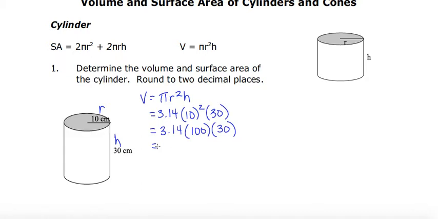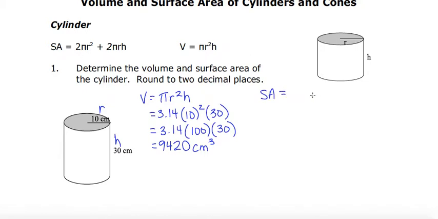3.14 times 100 times 30 gives us 9,420. Even though the question says round to 2 decimal places, we don't actually need to do that for ours. So now what we need to do is include our units. Our units are centimeters, and because this is volume, we need to cube these units, so centimeters cubed. The next calculation we have to do is the surface area.